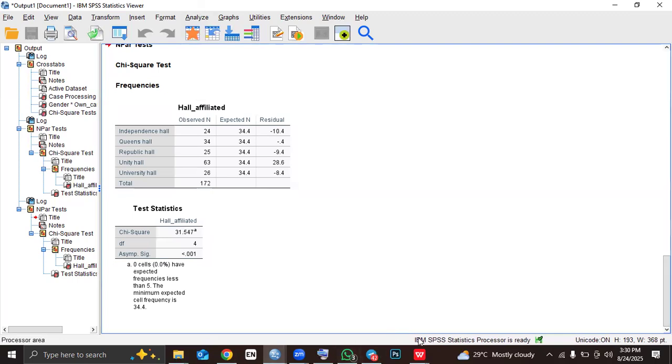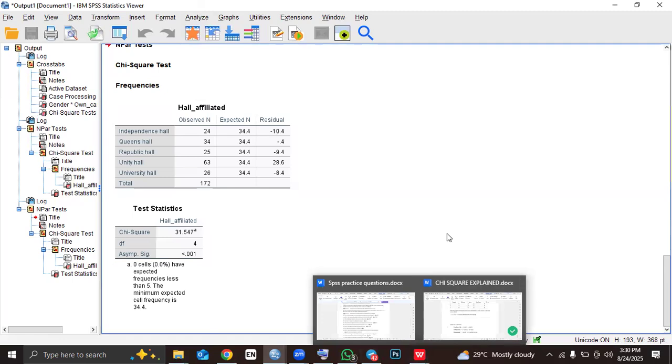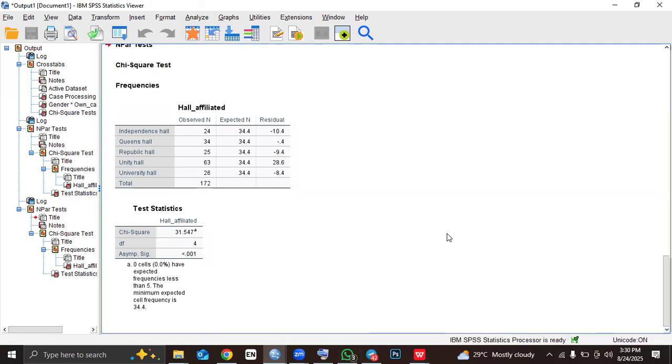So, in summary, we learned how to run the chi-square goodness of fit, and how we are able to determine whether the test is significant or not. Very simple, very good.